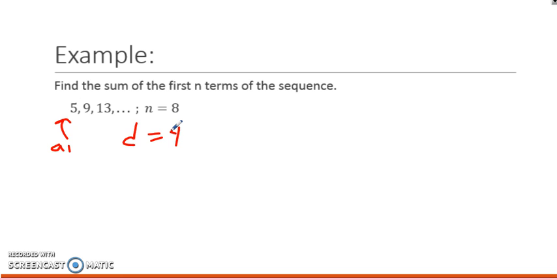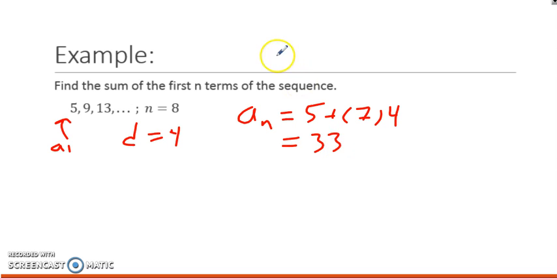So again, I'm going to use the explicit rule for an arithmetic sequence. And a sub n equals a sub 1 plus n minus 1 times the difference. I'm just going to go ahead and evaluate since it's n minus 1. 8 minus 1 is 7 times the difference. Well, 7 times 4 is 28, plus 5 is 33. So now we know what the 8th term in the pattern is going to be. It was going to be 33.